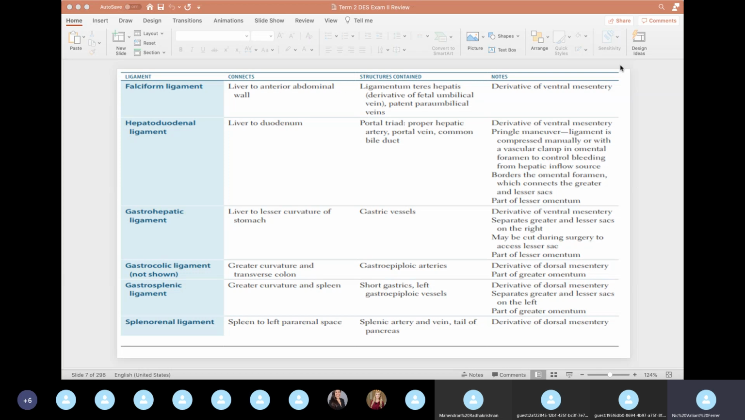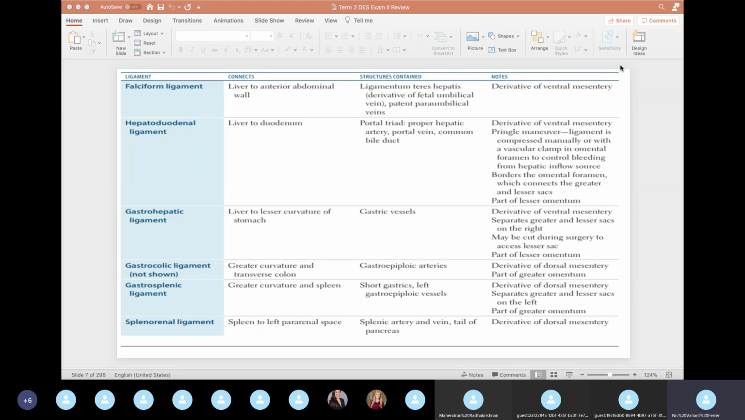Question: I'm doing a surgery and there's bleeding. I perform the Pringle maneuver and there is still bleeding. The bleeding won't stop. So what vessel do you think was accidentally cut? The inferior vena cava. Excellent. It's the inferior vena cava. Good job. So it borders the omental foramen, which connects the greater and lesser sacs. This is part of your lesser omentum. The rest, I think you can just read.